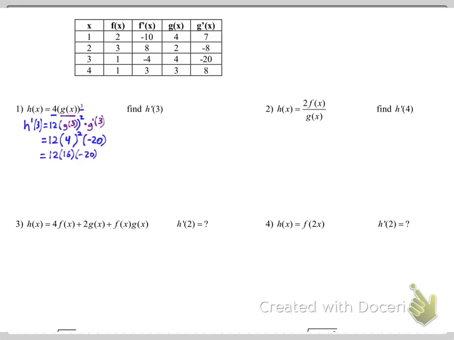You do get a large number. It's fine if you have to write this on the side. 12 times 16 gives you 192. And so double that and add a 0. Whoops, I forgot my 0. There we go. You get negative 3,840.